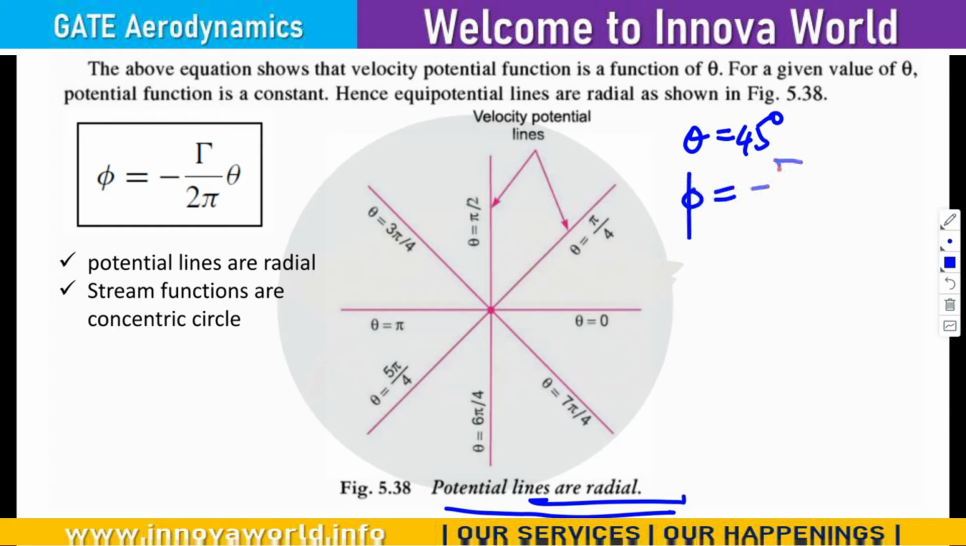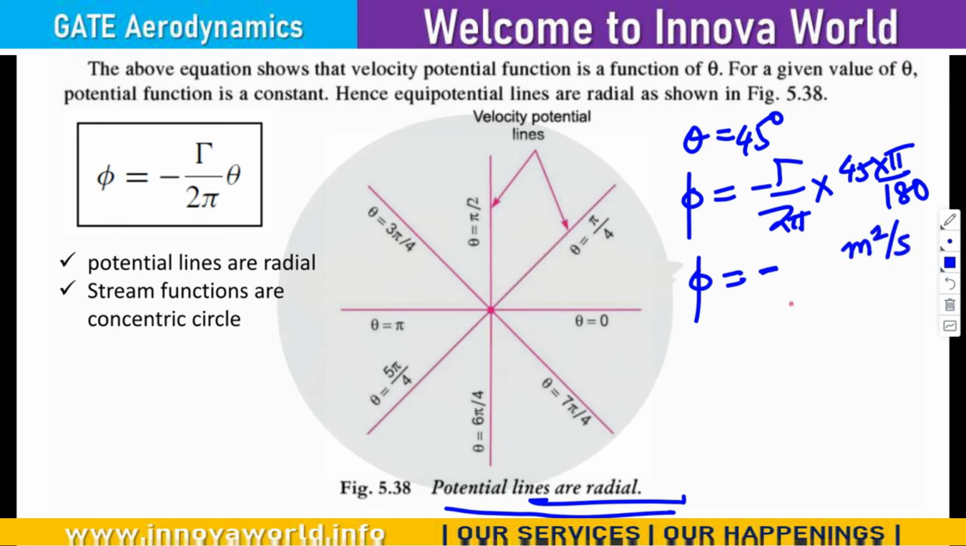Phi value is minus by 2 pi into 45 into pi by 180. Simplify that, you will get the phi value for that particular point. Obviously a negative value will come out. So similarly, if any question comes like that, asking the value of the phi function at an angle, you can easily find it out. Now what will be the unit if you substitute over here? Again the unit will be meter square per second.